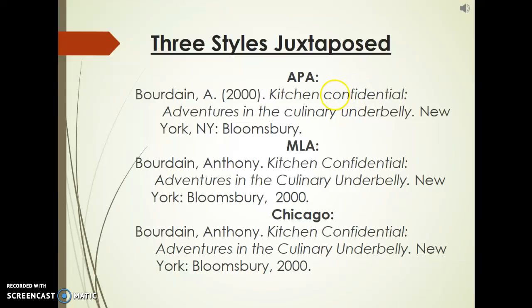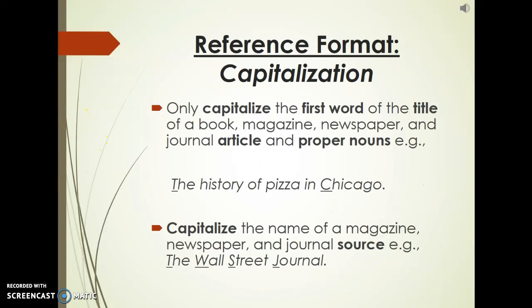Here are the three styles juxtaposed. Notice how most of the information is the same, just arranged differently. All will start out with the author's last name. However, in APA, you will utilize only the author's first initial, and the date will go in parentheses right after the author information. When it comes to capitalization of book titles or article titles, you'll capitalize the first word of the title, in this case, the word "the" in The History of Pizza in Chicago. And Chicago will always be capitalized as a proper noun, so you'll capitalize it in a title as well.